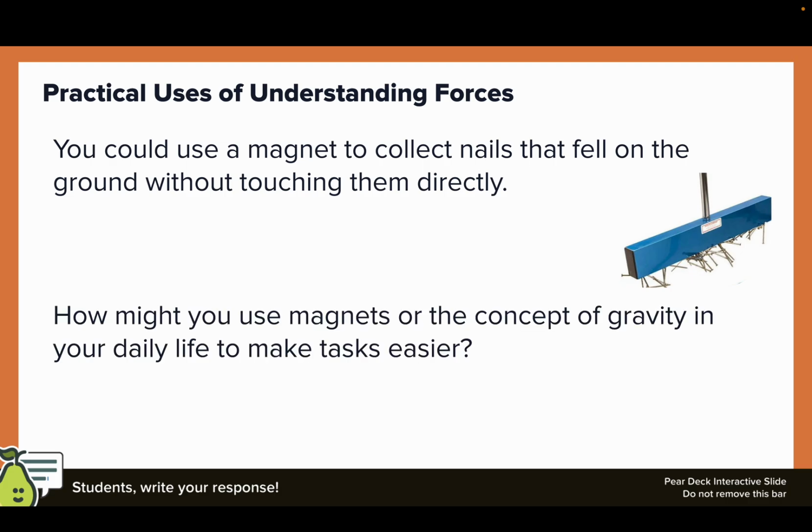I want you to take a minute now to think about what are other ways magnets or gravity could be used in your daily life to make jobs easier. As you are thinking about this and as you're writing your 1 to 2 sentence response, pause the video. When you're done, push play so that you can continue watching.